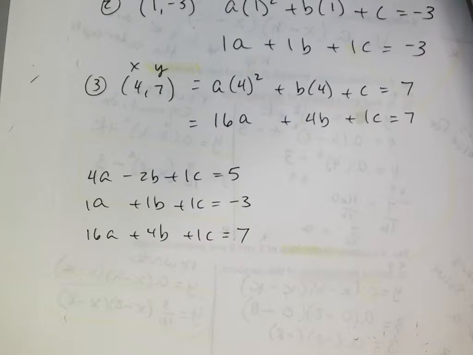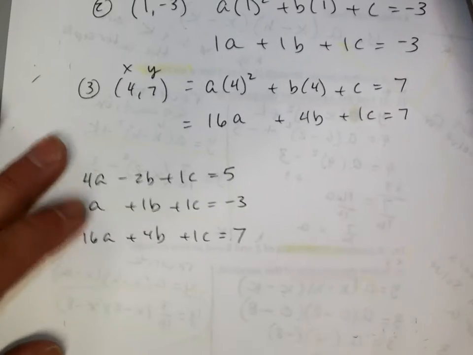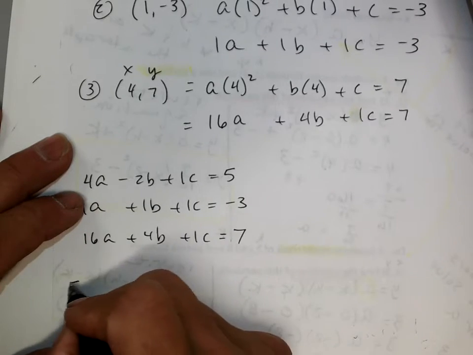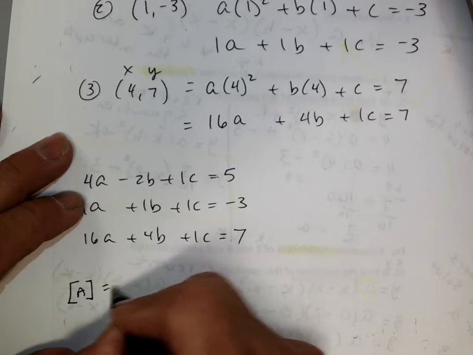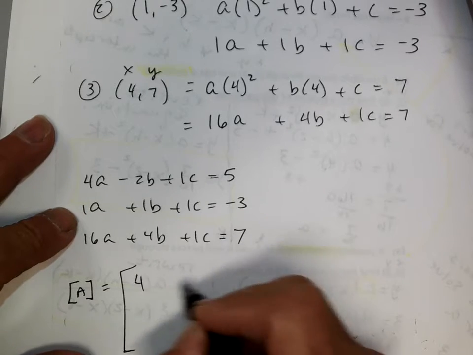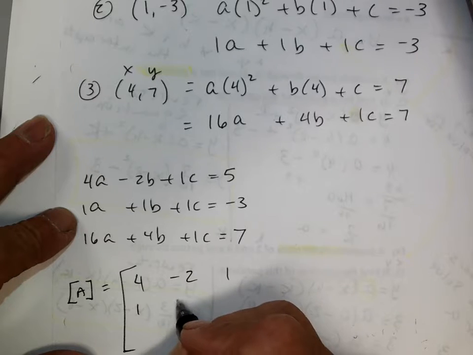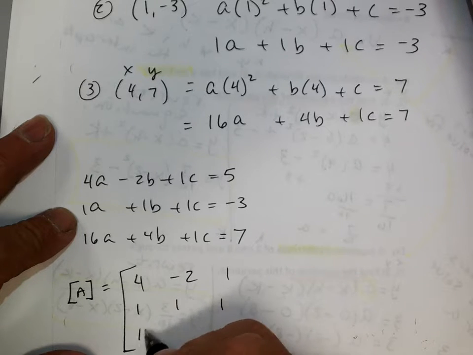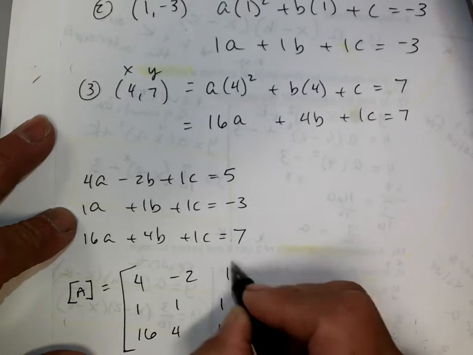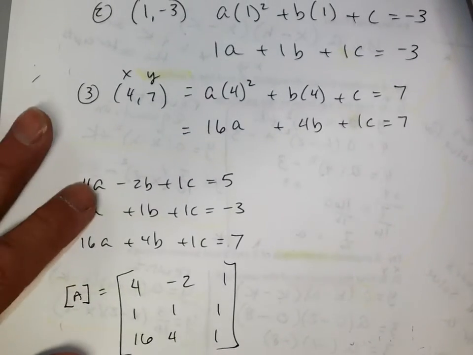What would you do? If you had to solve for a, b, and c, what would you do? Anybody have any great ideas? Leah, what would you do? Yep, you're picking up your calculator. Matrix! Hey, nice job, girl. You guys, can you see that that looks like a matrix problem, right? So we got our matrix A. Thank you, Leah. Matrix A. Okay, so let's see. Go ahead and put in your calculator 4, negative 2, 1, 1, 1, 1, 16, 4, 1.